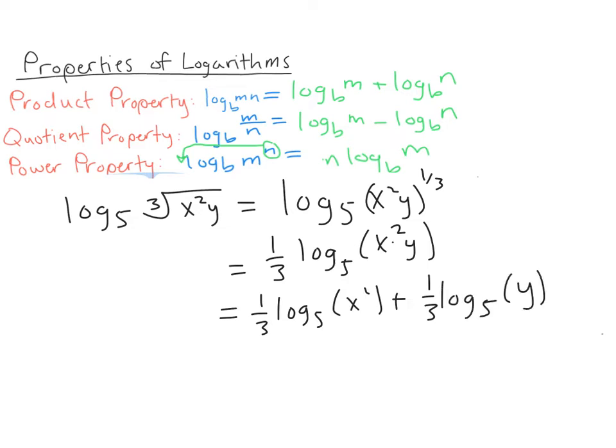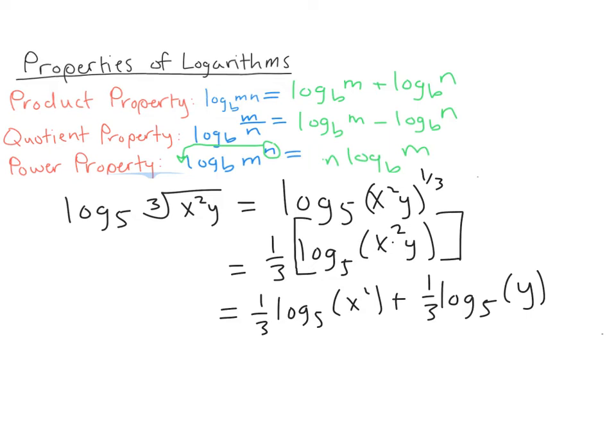Now you might be going, whoa, Mr. Farmer, what's with the 1/3? Why did it travel? Well, remember, this 1/3 is multiplying this logarithm, this log base 5 of x squared times y. If I were to put some parentheses around it, imagine what's inside there expanding, and then you distribute the 1/3 to each individual term, okay? And now that's what went down right here on this step, okay?